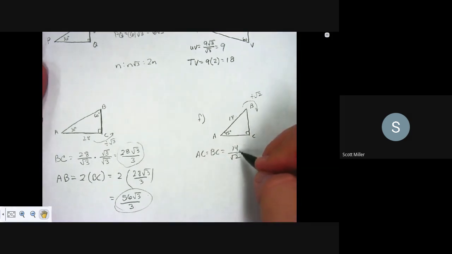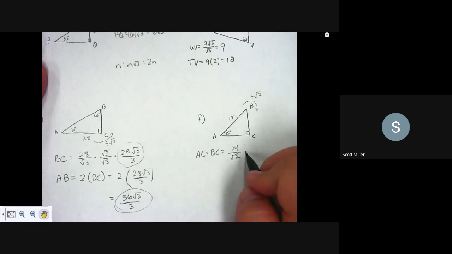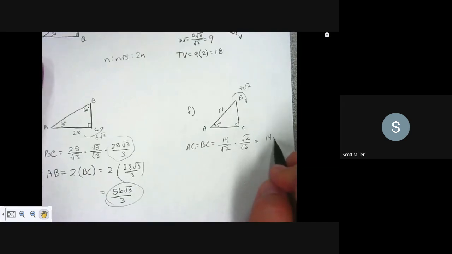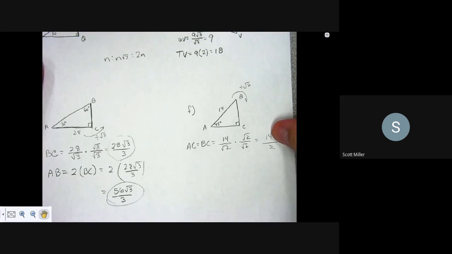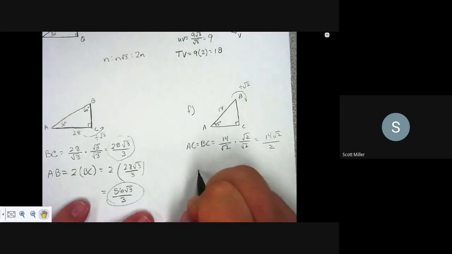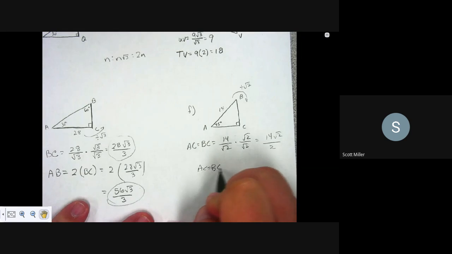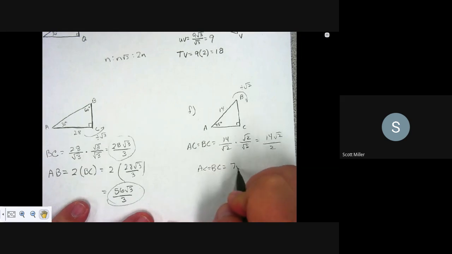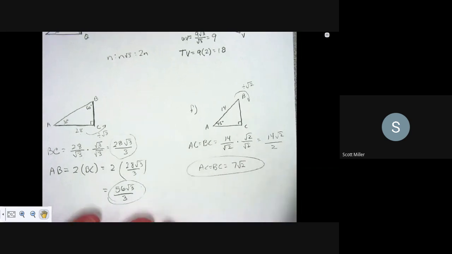Okay? And so here, we need to rationalize this one. So square root of 2 to the top and bottom. This gives me 14 times the square root of 2 divided by 2. And you'll notice that this time, not the radical, but the 14 divided by 2 can reduce. And so then we can reduce this down. And AC, which is BC, is going to be 7 times the square root of 2. And there's my answer for those. Okay? And so we'll do more of these together in class, but that ends this video.